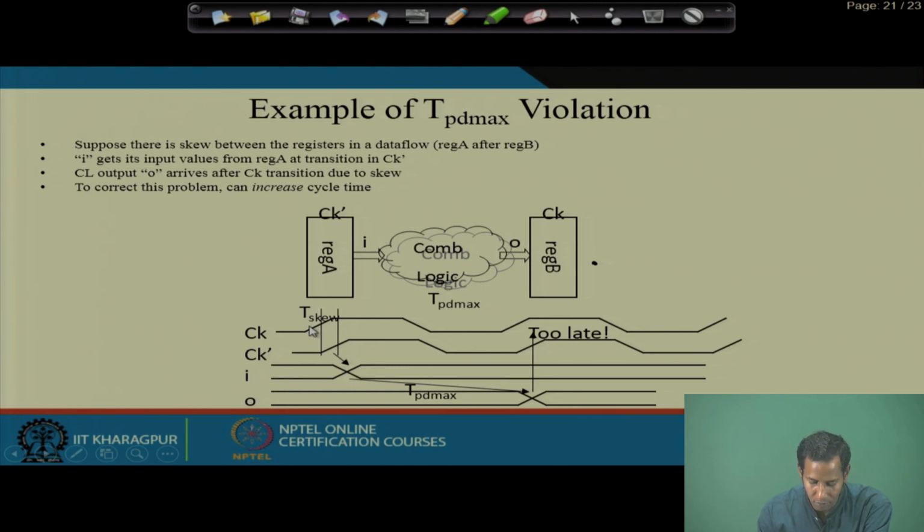But at this edge of the clock, which is the requirement of register B, it is holding the previous value of I. It will hold that value up to the next edge. At the next stage only, this updated I value will be captured and delivered to the next clock cycle. So the output should have contained this value here, but it is missing the state and appears at the next clock cycle edge. That is the problem, which can increase the cycle time.